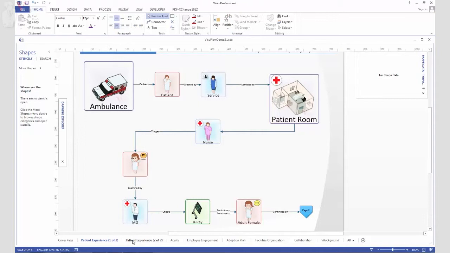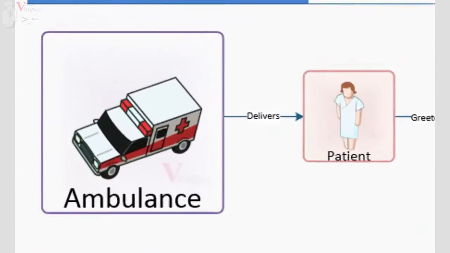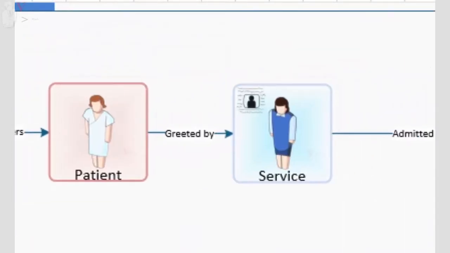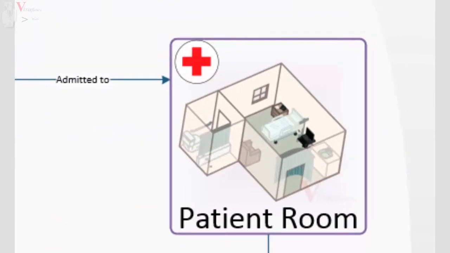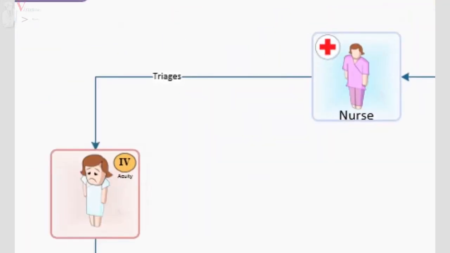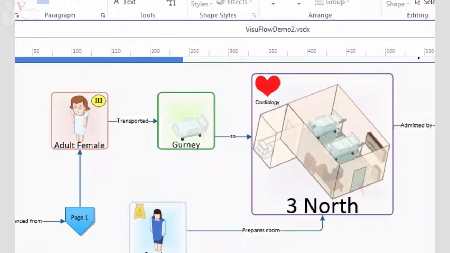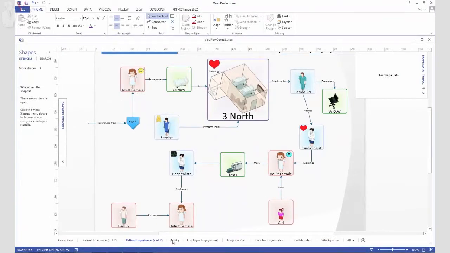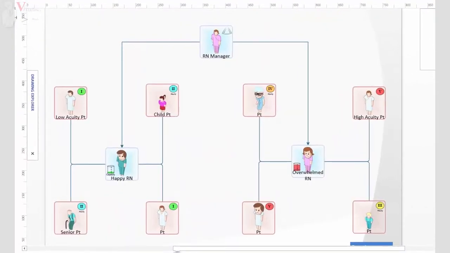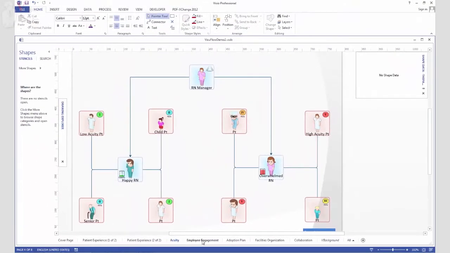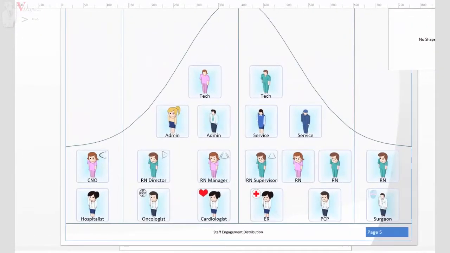Let's walk through how the patient gets dropped off by an ambulance, registered, admitted to the ED, triage, seen by a doctor, eventually admitted to a nursing unit, and ultimately discharged. See how acuity affects your staff. Understand the distribution of your employee engagement.